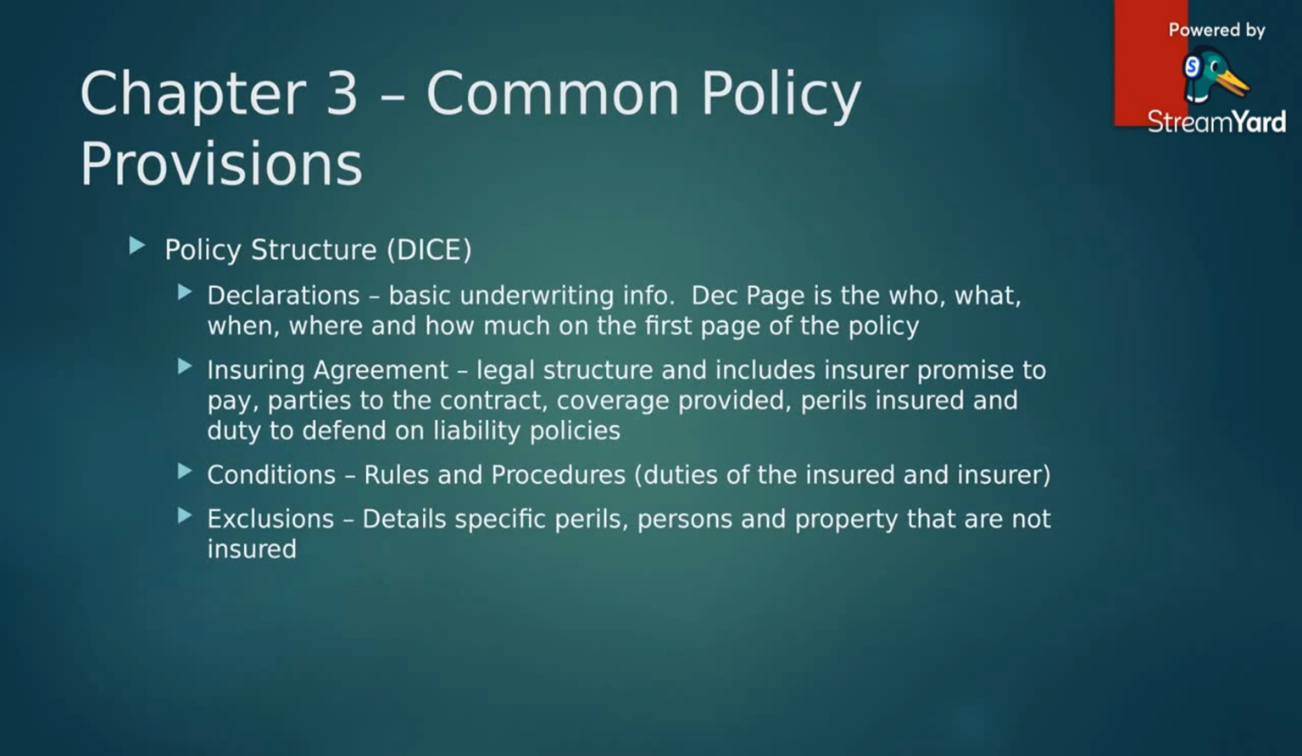The C in DICE is going to be for conditions. These are basically the rules and procedures of how the policy works, right? So it is the duties of both the insured and the insurer. And then E, lastly, is going to be exclusions. This one can be very specifically important, especially on any open perils policies, but definitely on all policies. It details the specific perils, persons, and property that are not going to be insured under the policy.